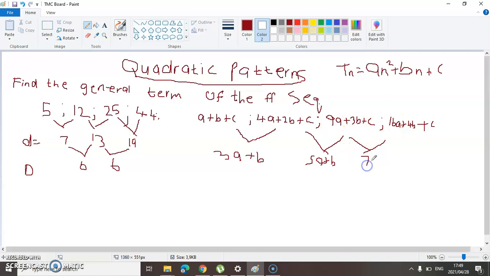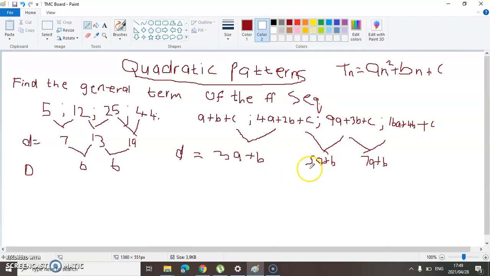You will get 7A, and then this minus this is going to be plus B. So what is this? This is D, the first difference. So this is D1, this is D2, this is D3. You can also get D4 and so on and so forth. Now it's a quadratic sequence, so we are also interested in a third difference.